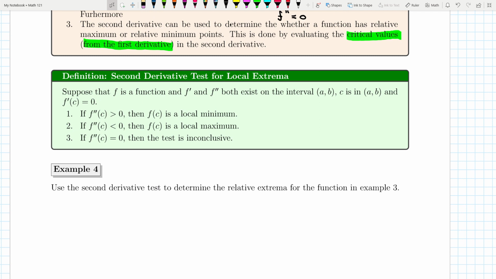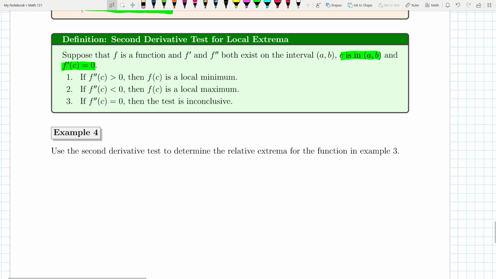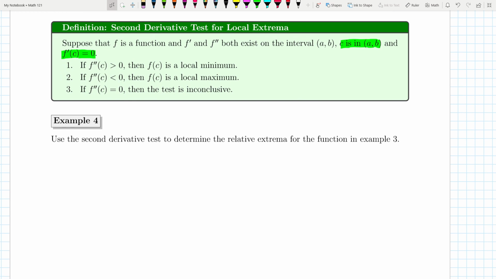So f is a function, and f prime and f double prime both exist on the interval (a, b), and c is a critical value in the interval (a, b). The fact that f prime of c equals 0 means it's a critical value. So those critical values from the first derivative, we will plug them into the second derivative. If the second derivative evaluated at the critical value is positive, we're going to have a minimum.